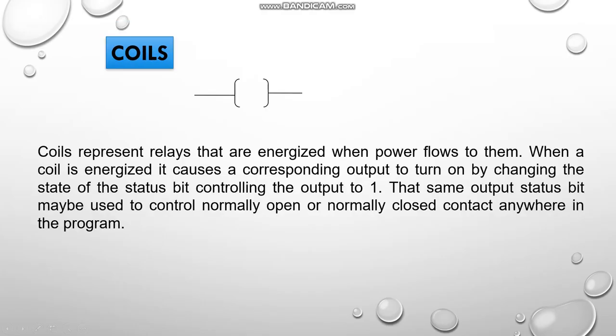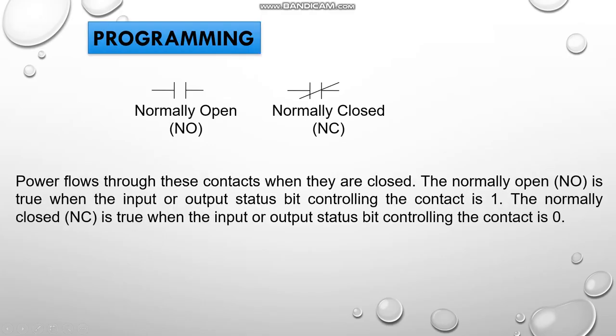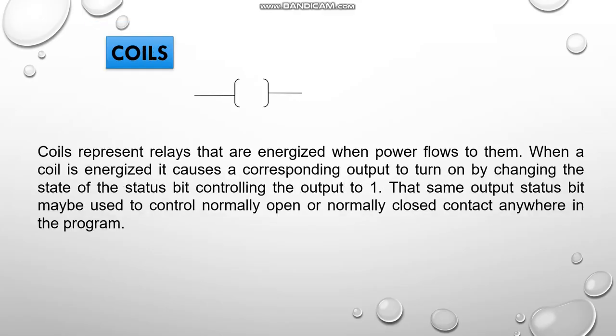The output is used as a coil here. Normally open and normally closed are the two main switches. When the contact is on, the output device gets turned on. When it is normally closed, the status of the output device is always in an off state. Here, this is the symbol representing the output.